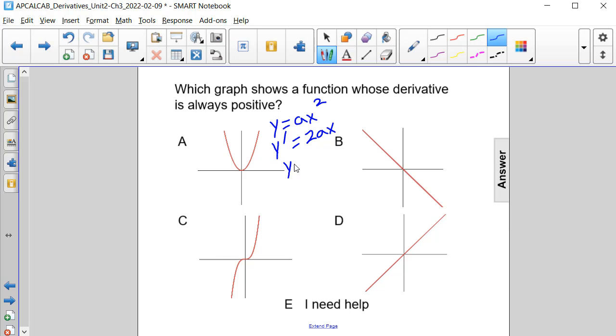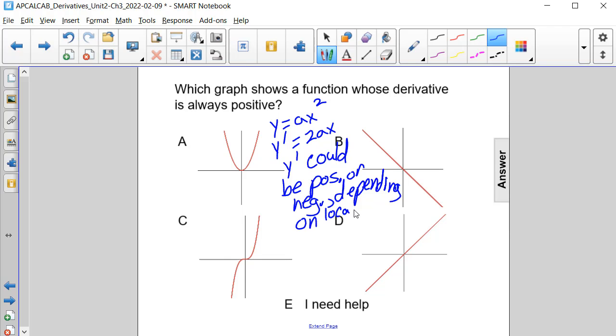So y prime could be positive or negative, depending on the location of the point. So therefore, answer A is definitely not always positive.